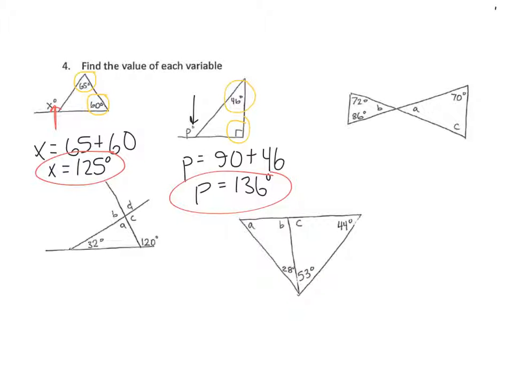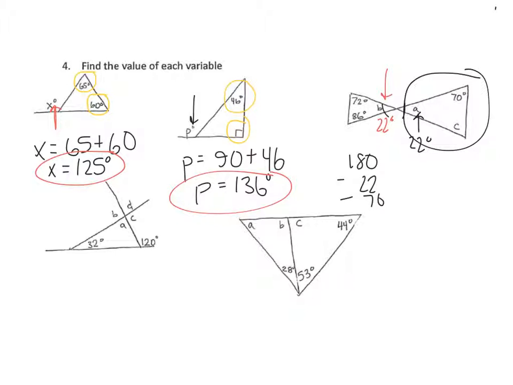Third one looks a little bit tougher. Well, I can't do anything with this triangle yet because I have 2 missing angle measures. But I can figure out what B is. So B is 180 minus 72 minus 86. So B is 22 degrees. And by the vertical angle theorem, A is 22 degrees. See, these two are vertical angles. So now C is going to be 180 minus 22 minus 70. So 180 minus 22 minus 70 is 88 degrees.